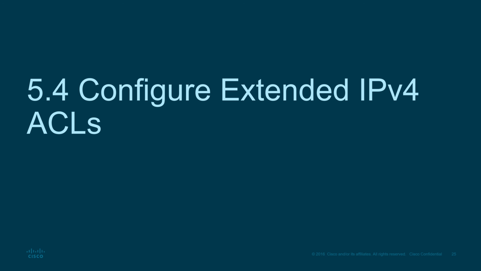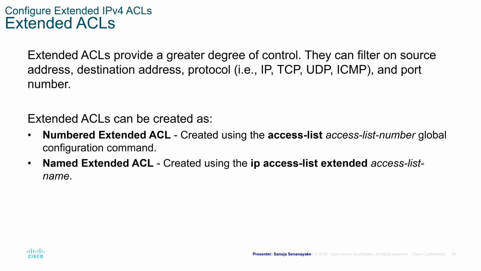Configure extended IPv4 ACLs. Extended ACLs provide a greater degree of control. They can filter on source address, destination address, protocols such as IP, TCP, UDP, ICMP, FTP, etc., and port number. Remember, I briefly described the differences between extended ACLs and standard ACLs in my module number 5 previous lecture. So this is the same statement.